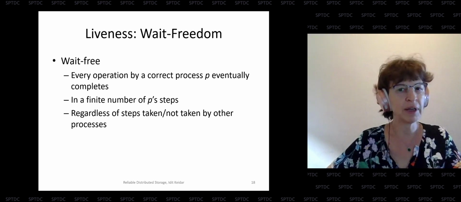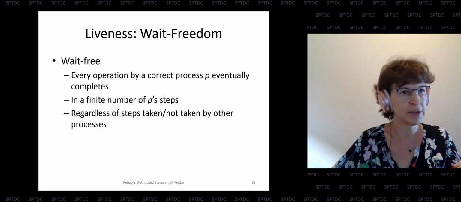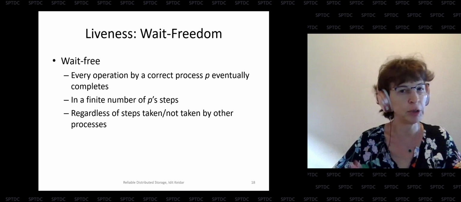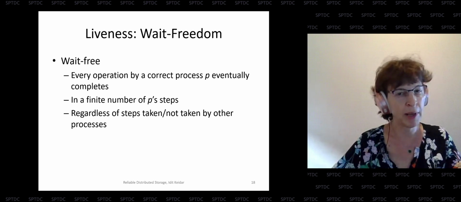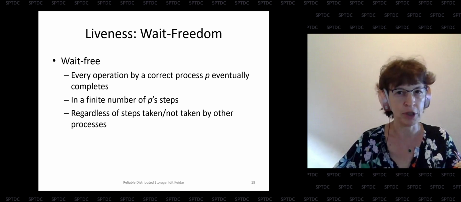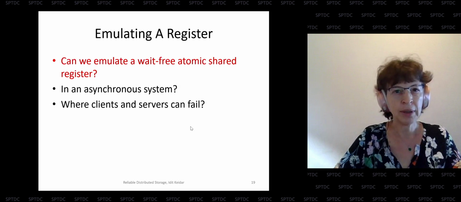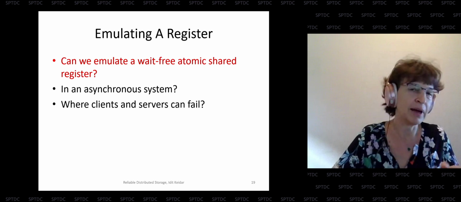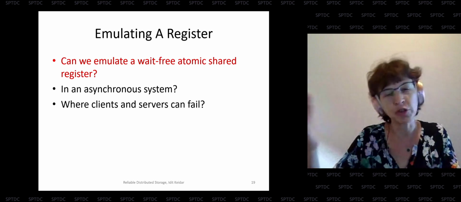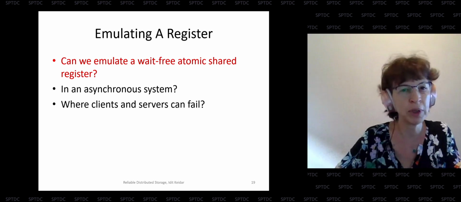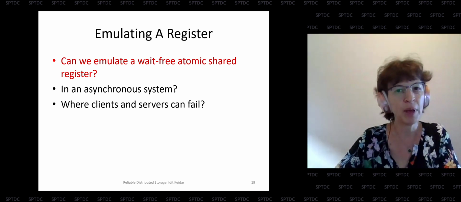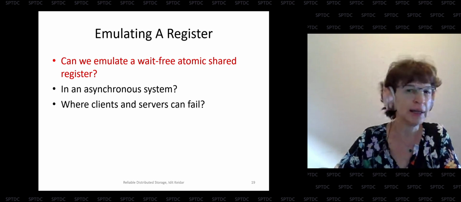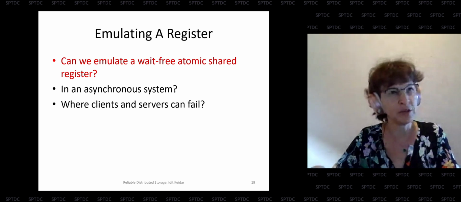And we want to ensure that if the client eventually succeeds to talk to the correct servers, F servers can fail, but it can talk to the other N minus F. It's not partitioned from them, then it will be able to complete the read or write operation. So now I can make the question more accurate. Before I asked you, can we provide the illusion of shared memory? What is illusion? What is shared memory? Now the question is well defined. Can we emulate a wait-free atomic shared register in an asynchronous system where clients and servers can fail?